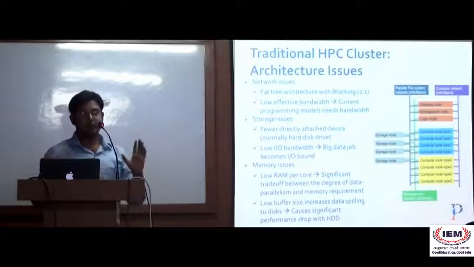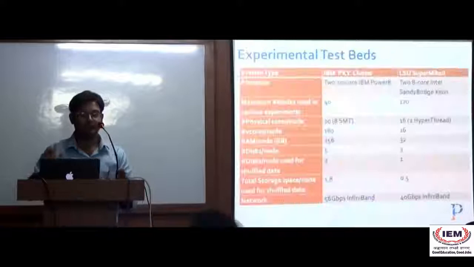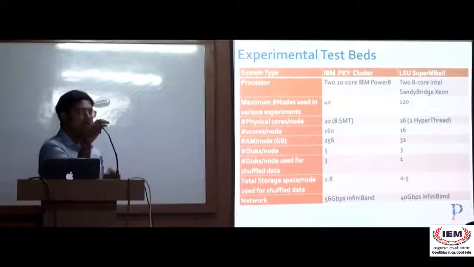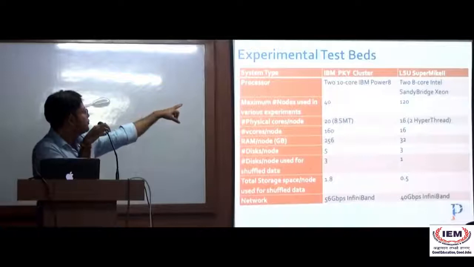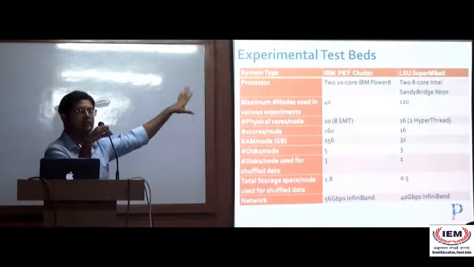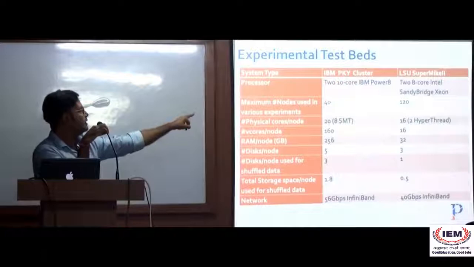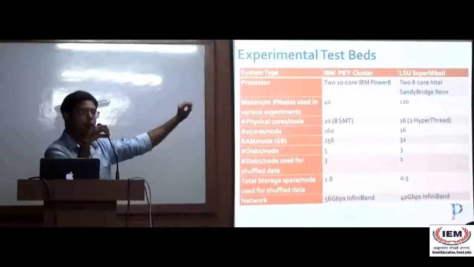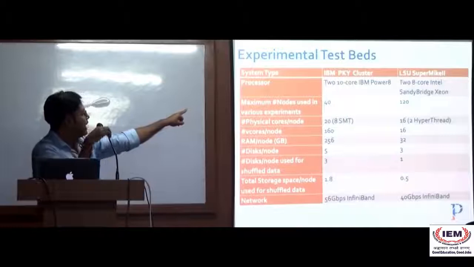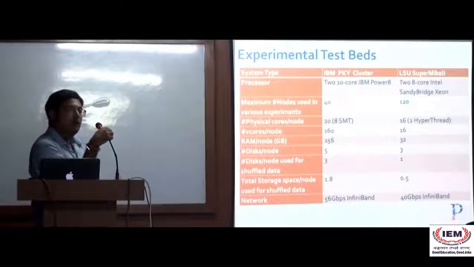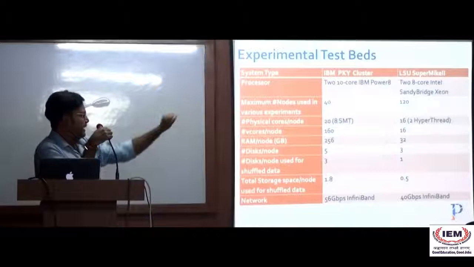Now the IBM Power 8 that I have used was that type of balanced cluster. That one was really nice. These are the experimental test beds that I have used, and these are the configurations. The first one is the IBM PKY, which stands for Poughkeepsie, a place near New York. The cluster was set up there. It was a 40 node cluster, whereas our traditional supercomputer, LSU SuperMIC, has 120 nodes. Each IBM Poughkeepsie node has two 10-core IBM Power 8 processors, and SuperMIC has 8-core Intel Sandy Bridge Xeon processors.